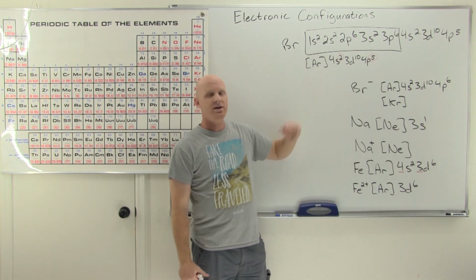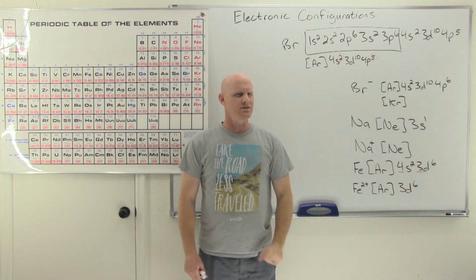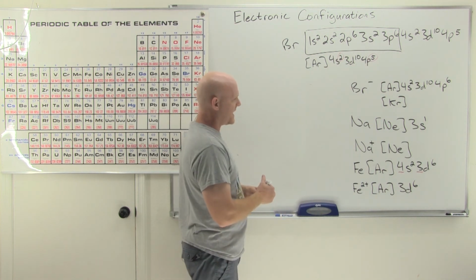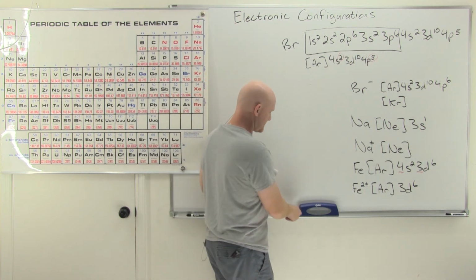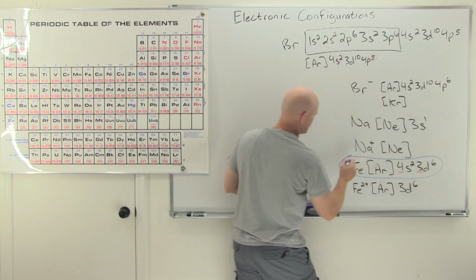Okay, so we might try to come up with a rule that says, well, the d's don't count as valence, but sometimes they do. Okay, well, let's go look at iron for a second. So we'll look at this one right in the middle that we set up, not the Fe2+, but the Fe.